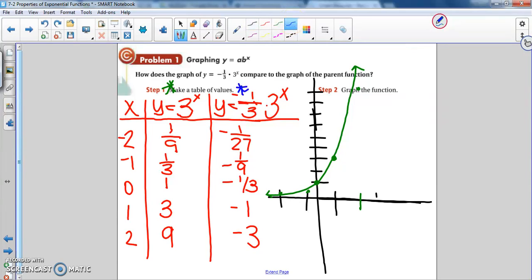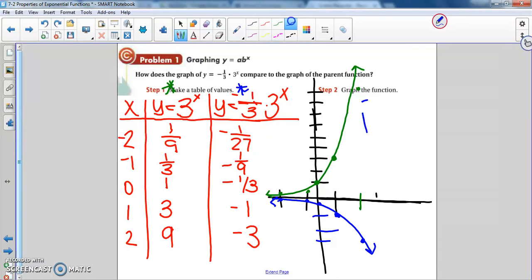Then the transformed function would be negative 2, negative 1/27, negative 1, negative 1/9, 0, negative 1/3, 1, negative 1, and 2, negative 3.